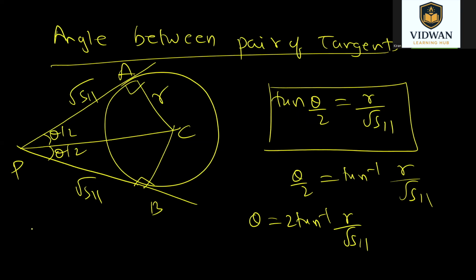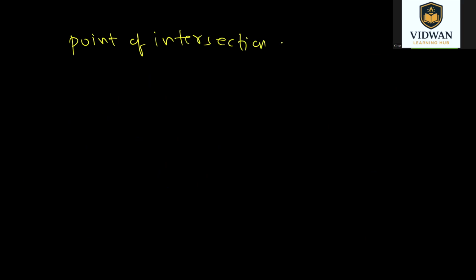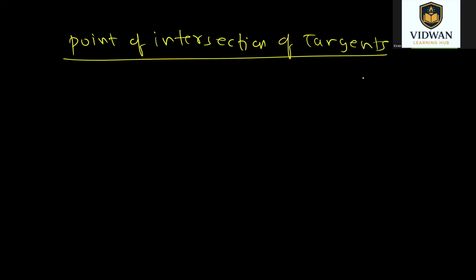Like 2 tan inverse x, what is the formula we learned in inverse trigonometry? Tan inverse 2x by 1 minus x square. You can even write this and derive a formula for theta itself, but it would be easier to remember this. So you can prefer this itself. Then one more formula you can remember is for point of intersection of tangents. For normals, it's not required because normals will always pass through the center, so their intersection is the center only. Point of intersection of tangents, this we usually require to solve the problems quickly.